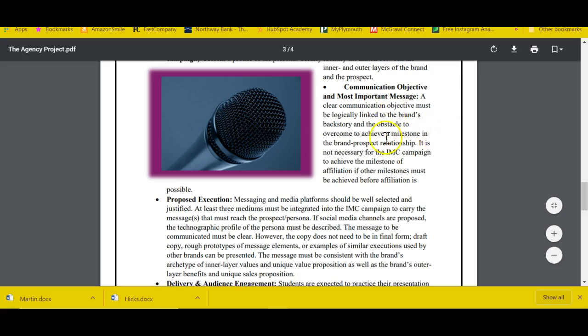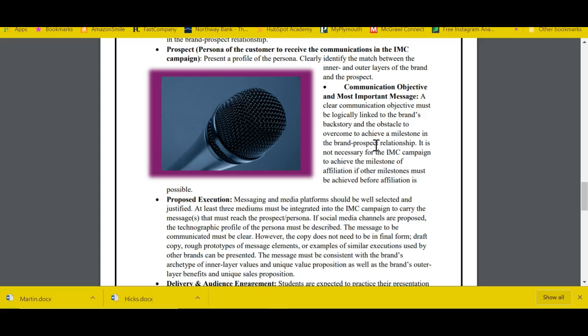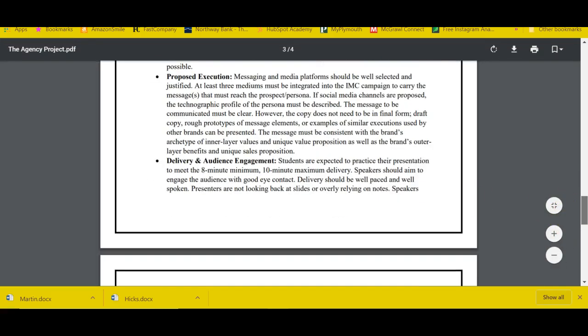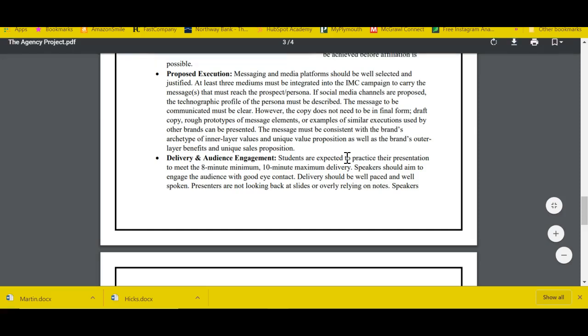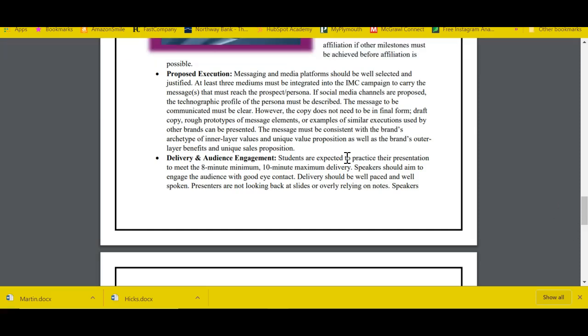And read this information so that you make sure that you are going to be successful with what you are presenting. And then you have here the proposed execution. So look at this. I'm asking you at least a minimum of 3 mediums that you should integrate into your IMC.